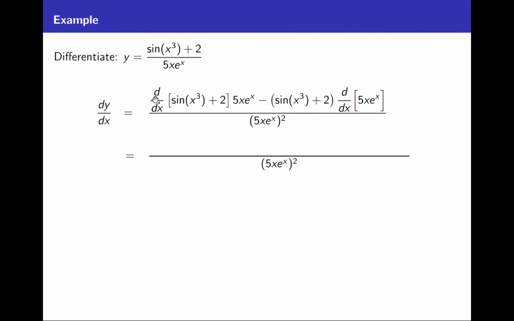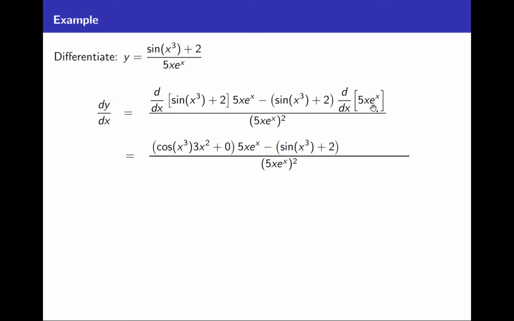So let's do that. The derivative of sine of (x cubed plus 2) would be, well, let's see. Sine of x cubed, that's a composition, so we've got to use a chain rule there. That would be cosine with x cubed plugged into it times the derivative of x cubed, plus the derivative of 2, which is plus 0, and we're multiplying times the 5x e to the x. Then we have minus this top function, and now the derivative of 5x e to the x.